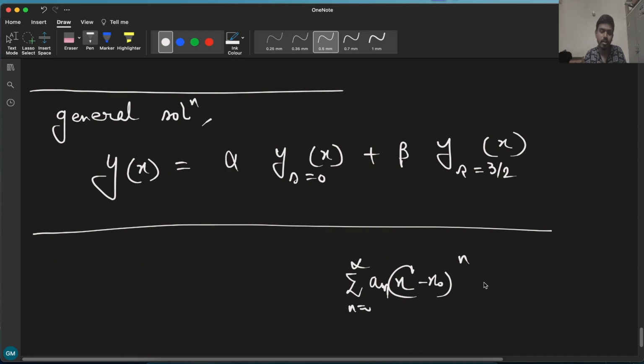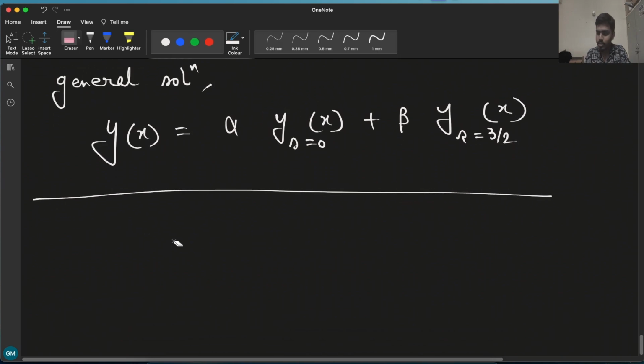We'll start with that. If that's not the case, if the given point is a regular singular point, in that case we will start with n plus s and we'll use the Frobenius method. Okay, and if it's an irregular singular point or an essential singular point, then we cannot find a power series solution at that point. Okay, so that's all for how to find out a power series solution.